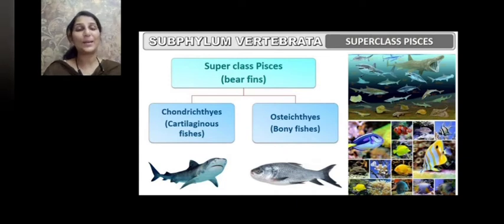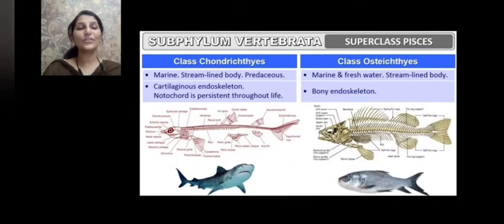So let us have a quick comparison of the characters of Chondrichthyes and Osteichthyes. Chondrichthyes are marine. They have a streamlined body, and they are predaceous. They are predators. Whereas Osteichthyes are marine as well as freshwater, and they have a streamlined body. They are not predaceous. In the case of Chondrichthyes, the cartilaginous endoskeleton is present, and that's why they are called cartilaginous fishes, and the notochord is persistent throughout their life. Whereas in the case of Osteichthyes, the endoskeleton is bony. That's why they are called bony fishes.